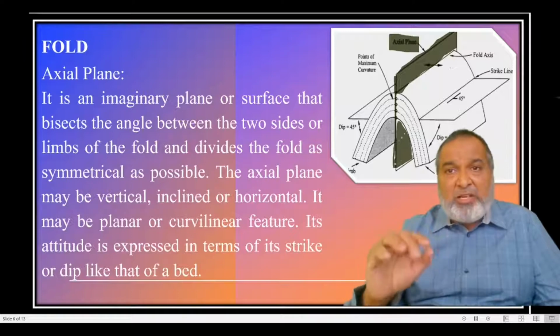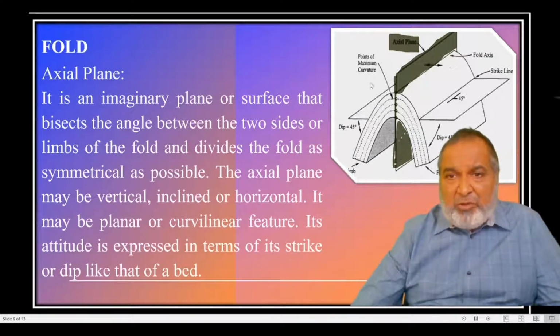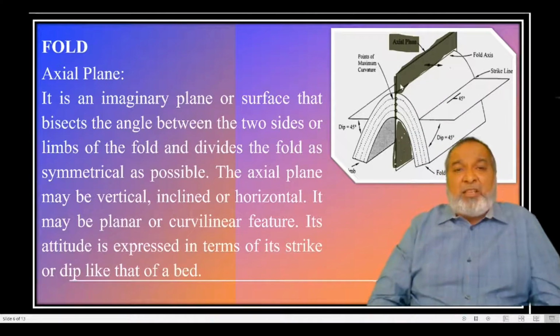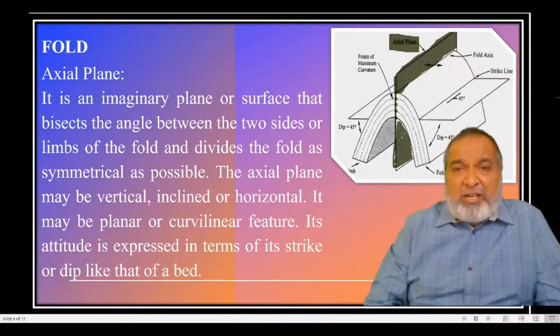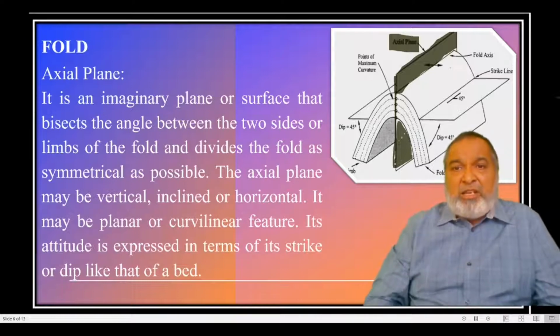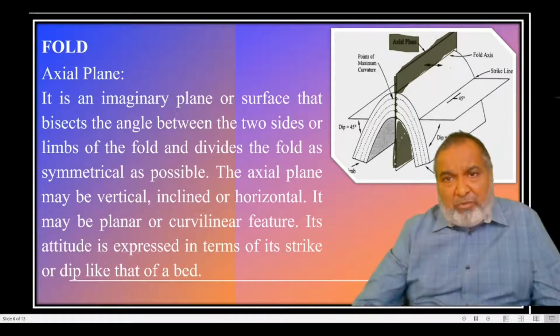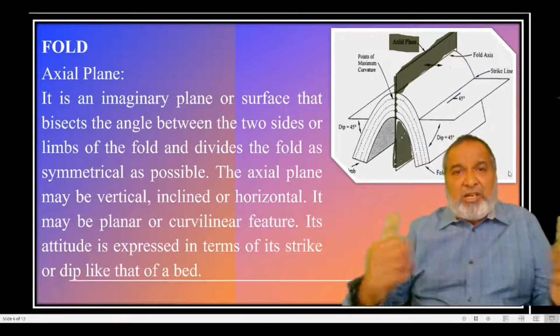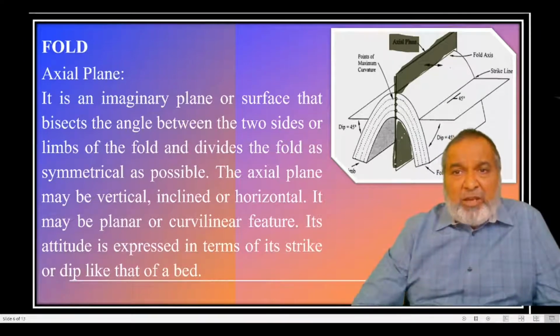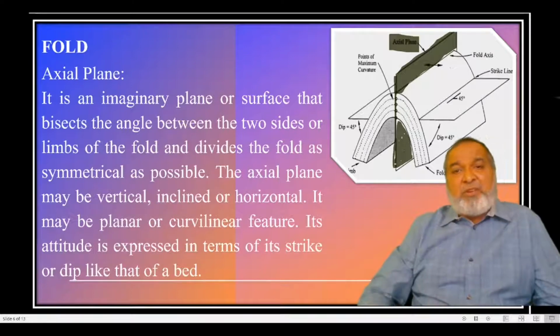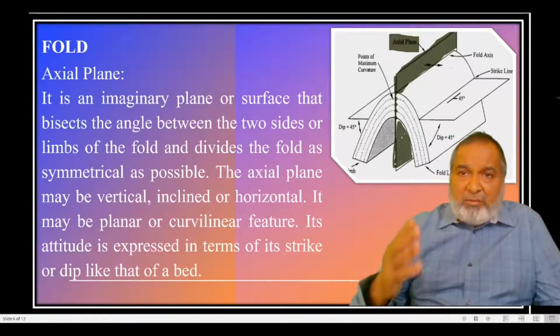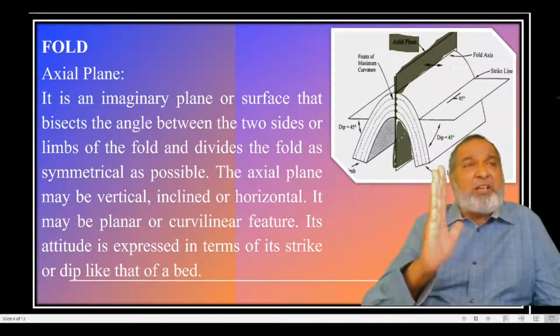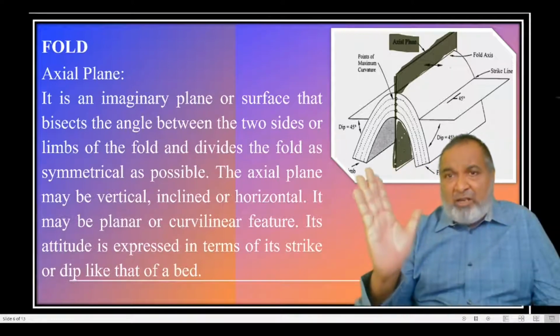The next point is the axial plane. It is an imaginary plane which passes through the fold and bisects it, and the limbs are divided into two parts, whether symmetrical or asymmetrical. If you draw a horizontal surface here, and the limbs dip in opposite directions from that horizontal plane at the same angle, then it is a symmetrical fold. If the angles of the two limbs are different, then it is an asymmetrical fold. In this case we have shown the axial plane as vertical, but it may be inclined or horizontal.